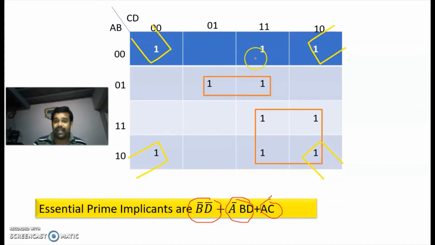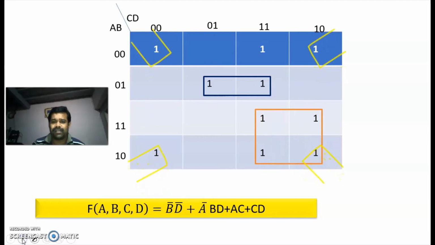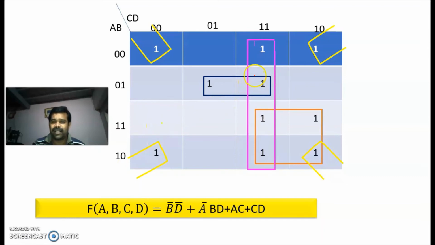Next, here we are having one more one which has not been grouped. So we have to group that also. In the next slide, I will show. So these are the essential prime implicants, and there is only one more one that gets ungrouped. So these four ones we have grouped. So this one also gets grouped. So this is the simplified expression.